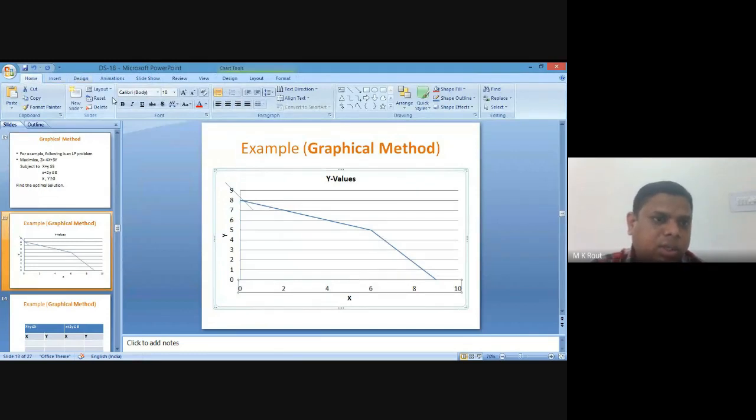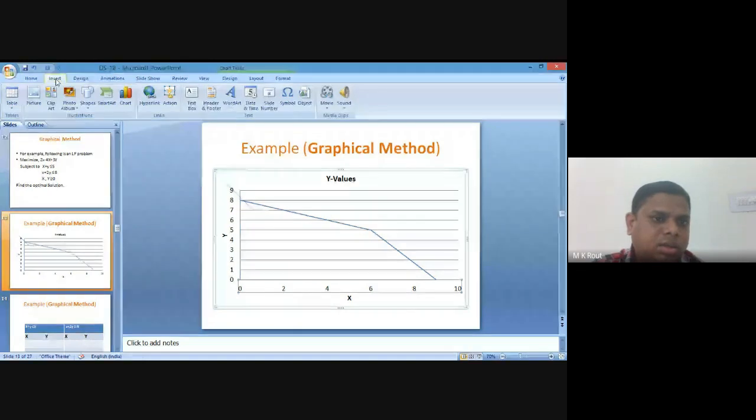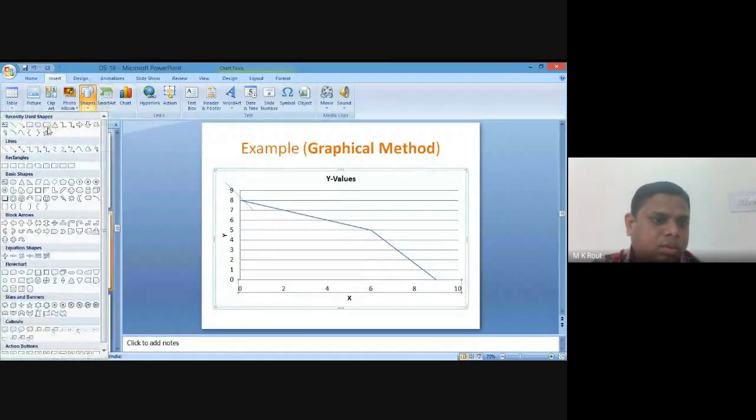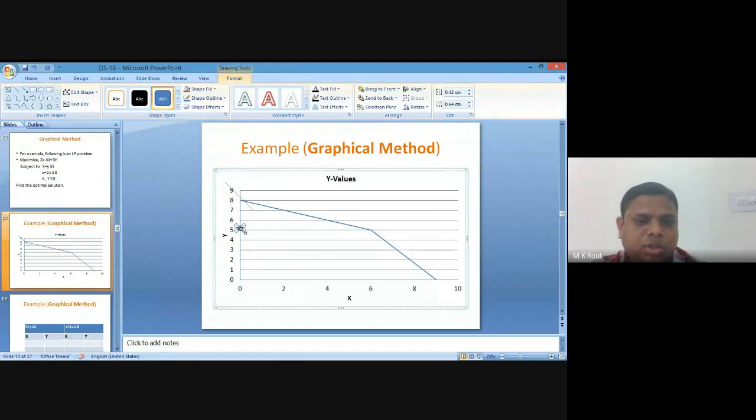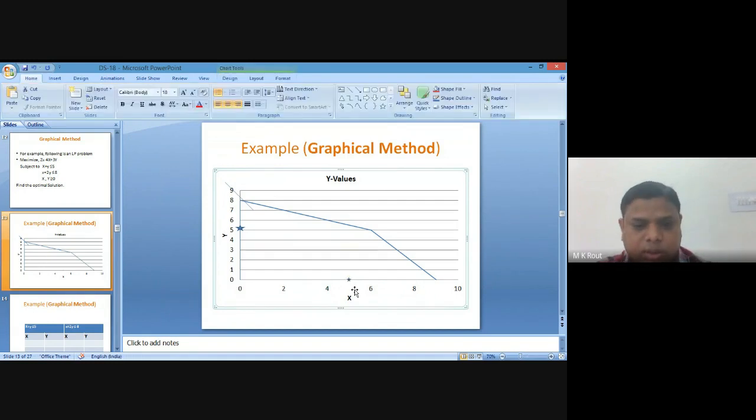For your easy understanding, I just make a circle. Make a star mark here. This one is your first equation, that is x is equal to 0. And in case of the second one, I just put another star here. That is if y is equal to 0, what is the value of x? x is equal to 5. Is it clear?